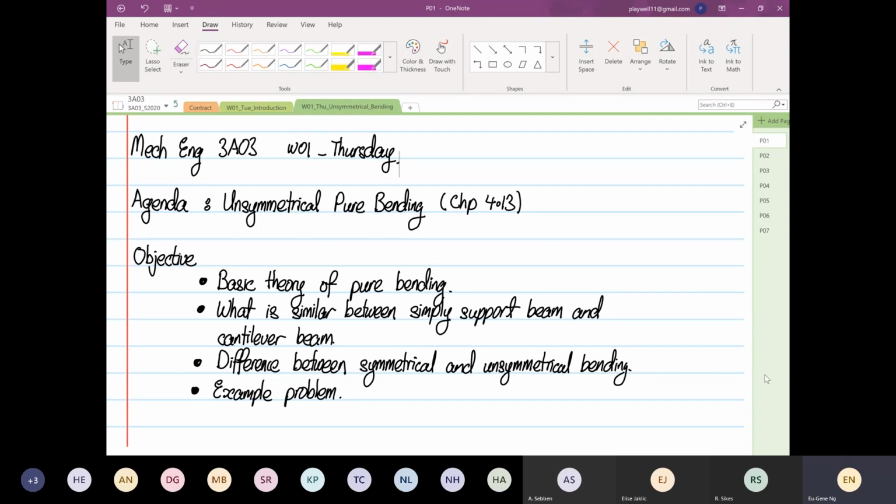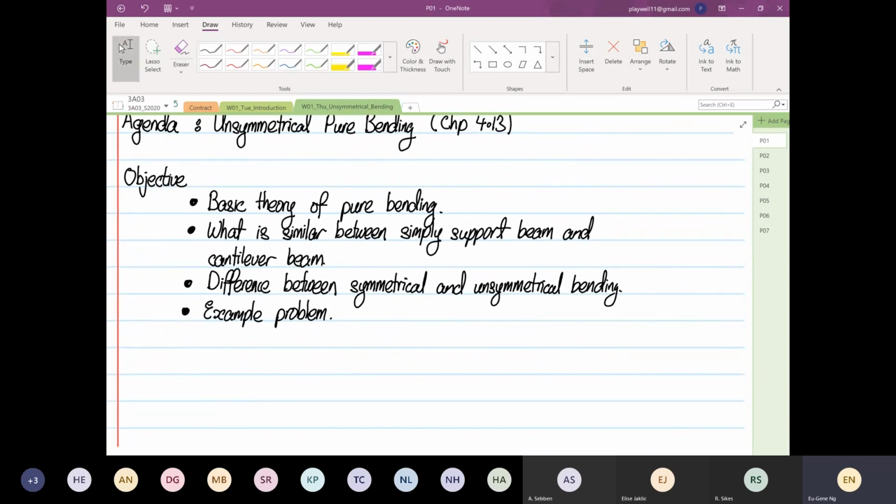After this lecture today, I'm really ambitious. I want you all to be able to... I will make sure that you recap through this lecture the basic theory of pure bending. So what is the similarity between simply supported beam and cantilever beam? Sometimes when we analyze a structure that's simply supported, we also can assume it to be a cantilever beam. There's something similar about it. And then we'll look into the difference between symmetrical and unsymmetrical bending.